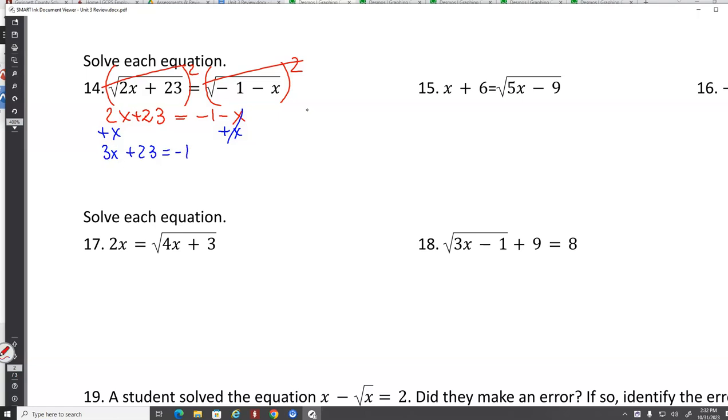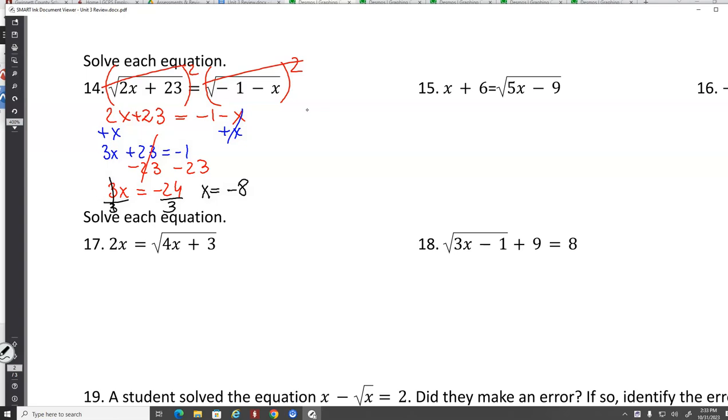Now, of course, I'm going to move the 23 to the other side because, again, I want to make sure that I am combining like terms. So that zeroes out the 23, leaves me with 3x on the left equals negative 24. Now, to solve for x, I'm going to get rid of the 3 by dividing both sides by 3. Now, x will equal negative 8.